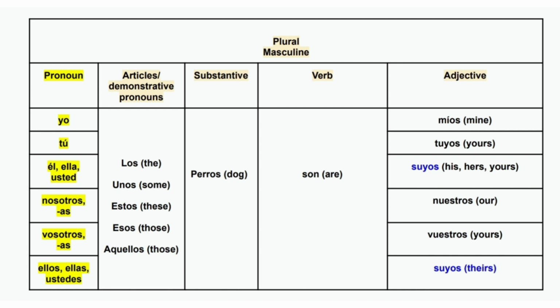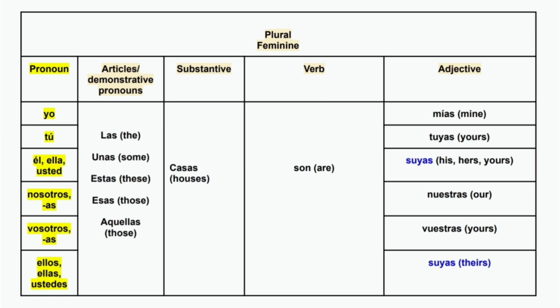And finally, we are going to see how it works for the plural feminine words. Casas. Las casas, unas casas, estas casas, esas casas, aquellas casas. Aquellas casas son tuyas, estas casas son nuestras, esas casas son vuestras, las casas son mías.